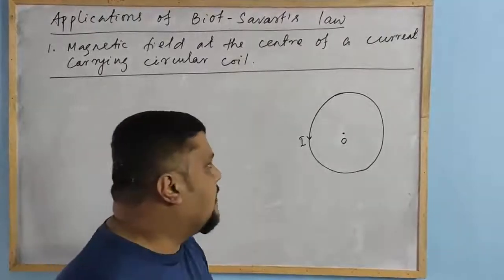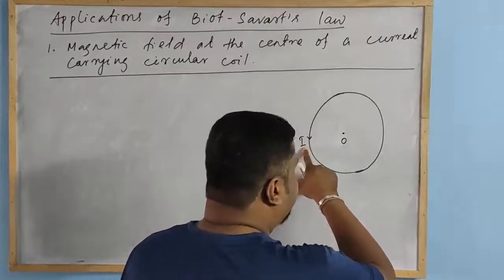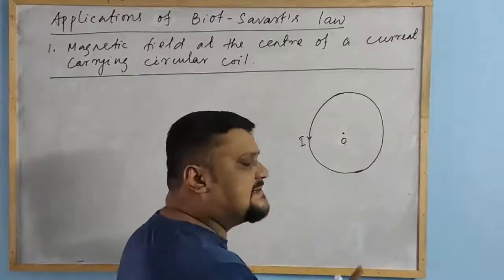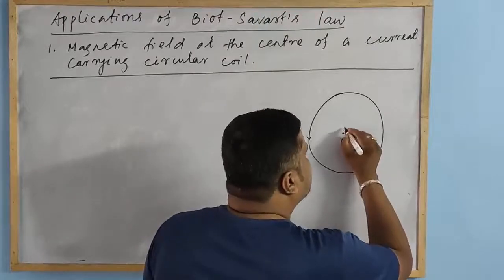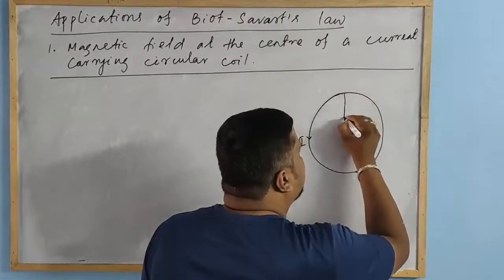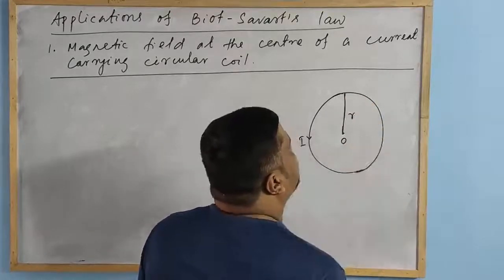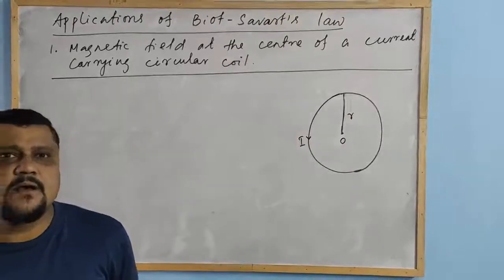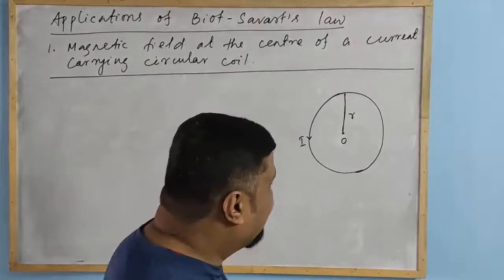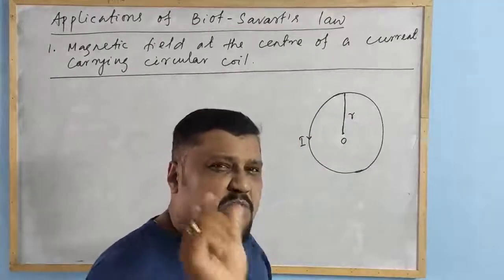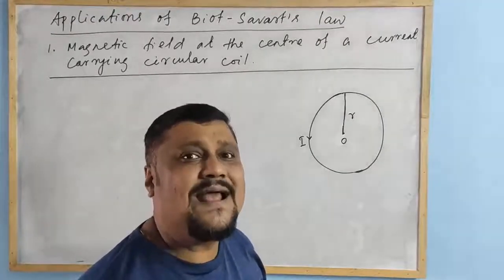Clear? Now, this current carrying coil, carrying a current I in the anti-clockwise direction, is centered at O. Let the radius of this loop or coil be R. R is the radius of this coil. This coil consists of small elements.